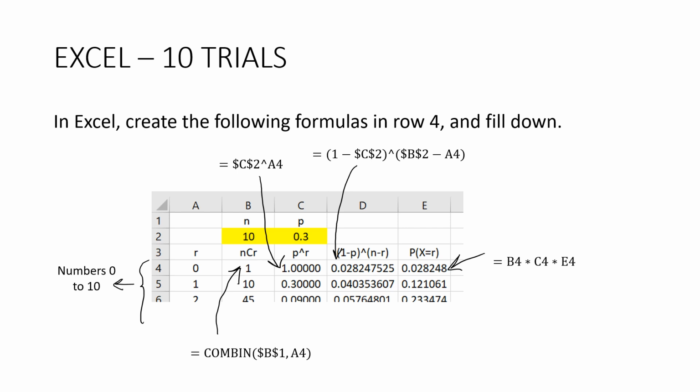Now, if you want to play around with this yourself, in Excel, you just create the following formulas in row 4 and then fill down. Now, you can see here that I have got 10 trials and my probability of success is 0.3. And here in column A, this is how many successes I have. Here's nCr, you can see the formula there. Here I've worked out the probability of success to the power of r, and here's the probability of failure to the power of n minus r, and then I have just multiplied these three together to get our probabilities.